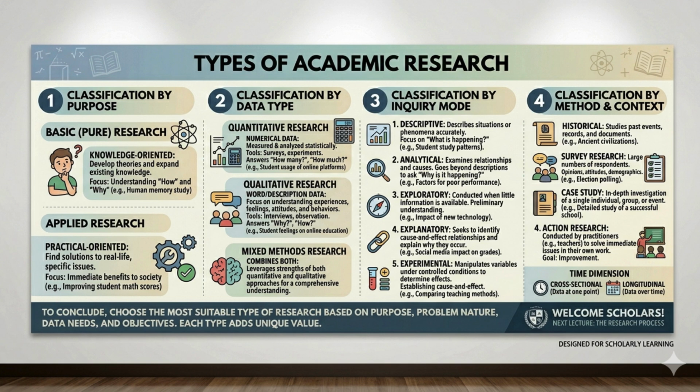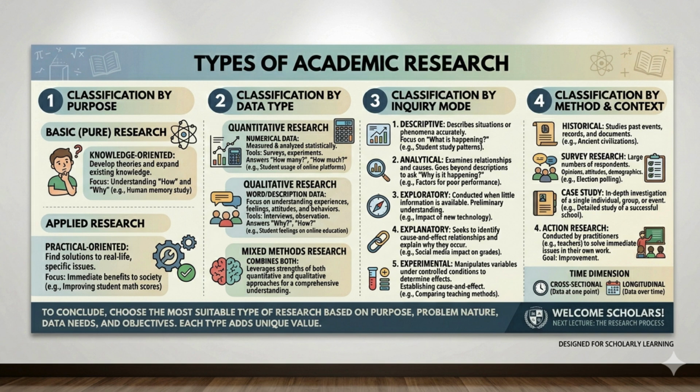Another important type is action research, which is particularly common in education. Action research is conducted by practitioners, such as teachers, to solve immediate problems in their own work environment. For instance, if a teacher notices that students are struggling with reading comprehension, the teacher may implement a new teaching strategy, observe the results, and make improvements based on findings. The goal is immediate improvement rather than theory development.